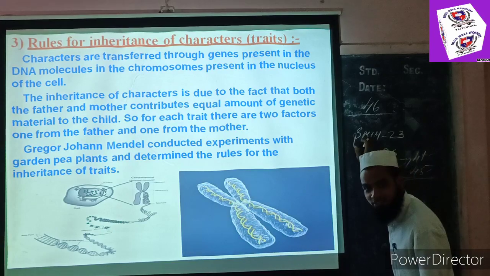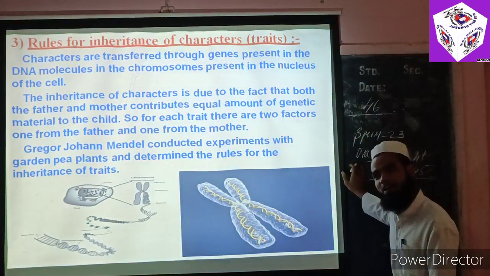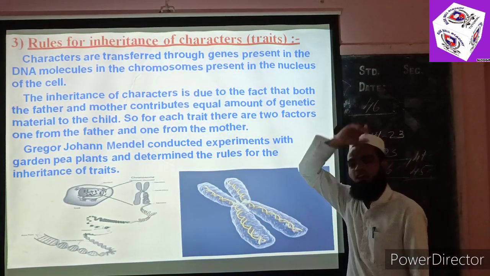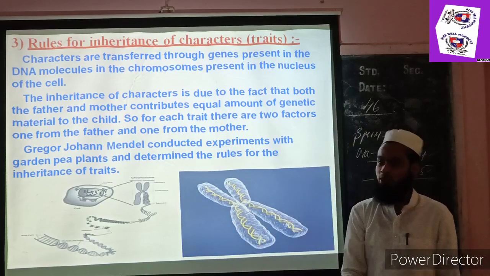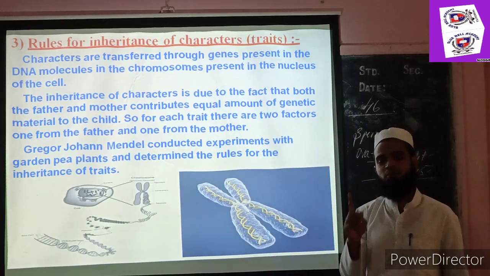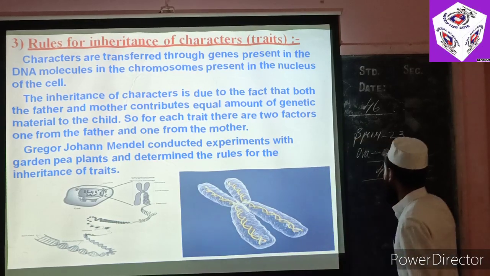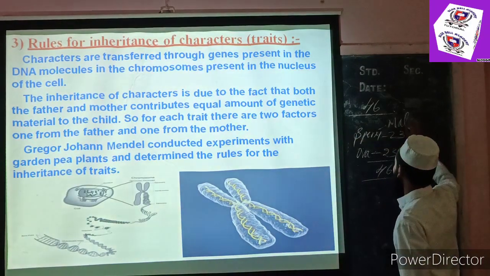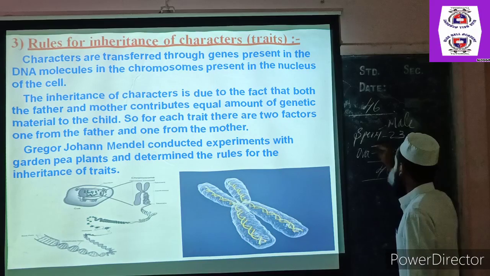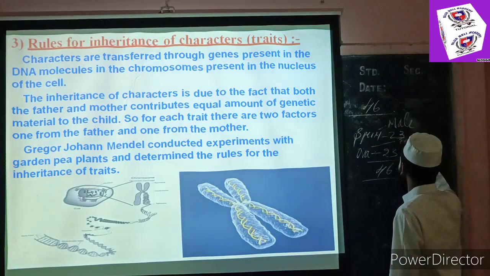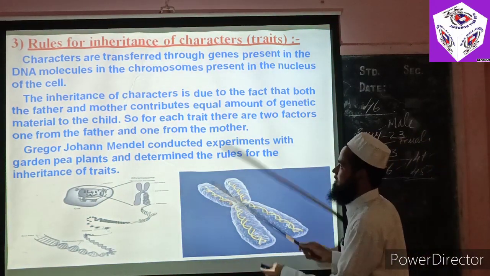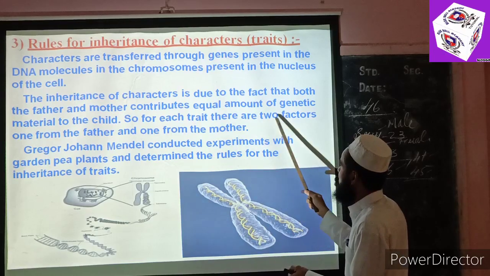Sperm has 23 and ova has 23, but all the remaining body cells have 46. Only in the sperm and the egg do we have 23 chromosomes. This sperm is present in the male, and this ova is present in the female. So that is the point I have highlighted here.